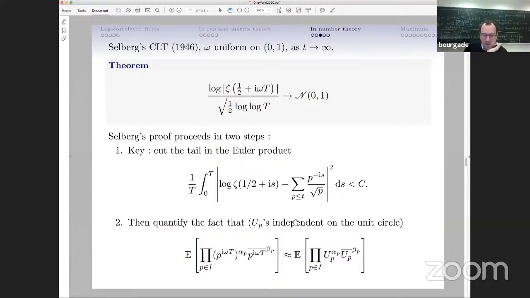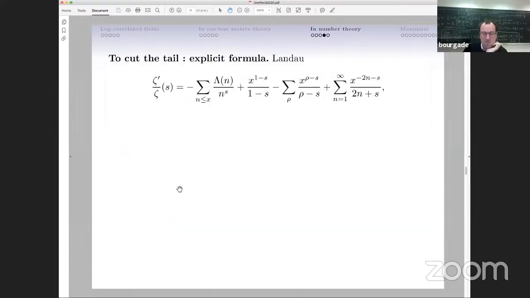As I mentioned, the Euler product is not valid on the critical strip. So how does Selberg proceed? There is a formula which goes back to Landau, but it's really one sample of the so-called explicit formula of Riemann and others, which tells you that for any point, zeta prime over zeta can be written as a combination of two terms, essentially. So the first term is the sum over primes.